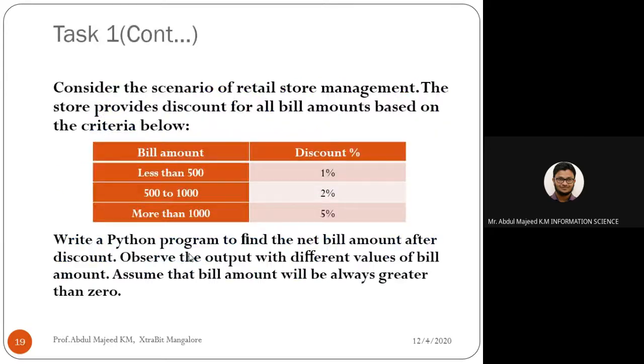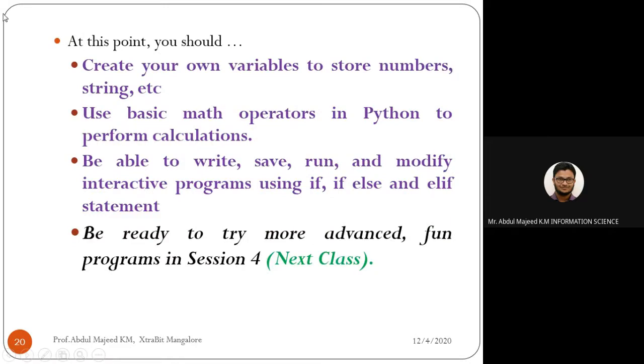Okay. This is the next question. Consider the scenario of retail store management. The store provides a discount for a bill. Okay, so the discount criteria is given. You have to write a Python program.